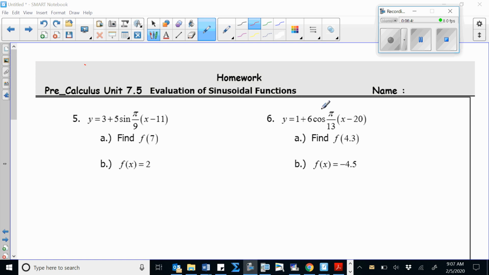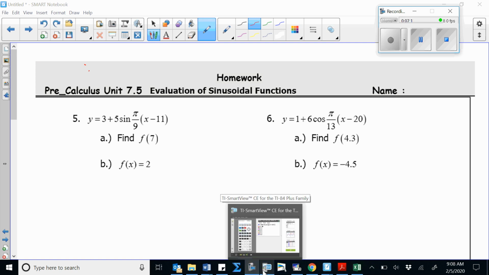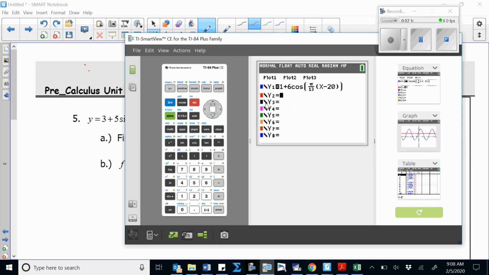Okay, now I'm going to do number 6 of your homework for you. Again, here we have a sinusoidal function, and we want to know what is f of 4.3, and also what are the values of x when y is negative 4.5. So the first thing that we want to do is to enter this function into the calculator. So we go to calculator and we press y equal to, and then enter the function into your calculator.